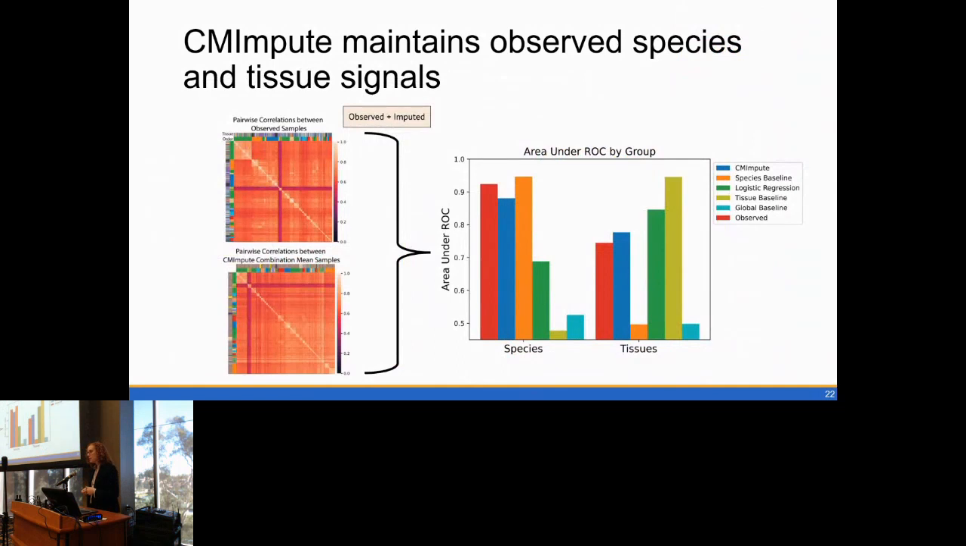We quantify these species and tissue signals using the area under ROC curve to evaluate the pairwise correlation's ability to predict whether the two samples included in that pair are from the same species or the same tissue type. We restrict this analysis to the cross-validated samples in order to directly compare the observed and imputed signals. We see that CM-impute, shown in blue, yields similar AUC values to observed, shown in red, for both the species and tissue groups. None of the baselines are able to achieve this for both groups.